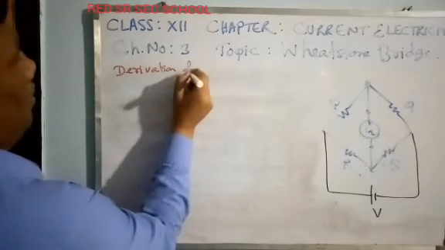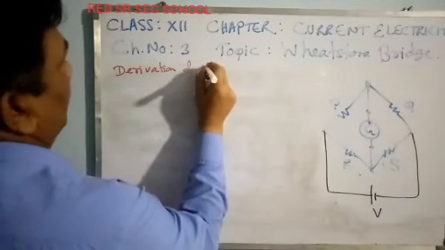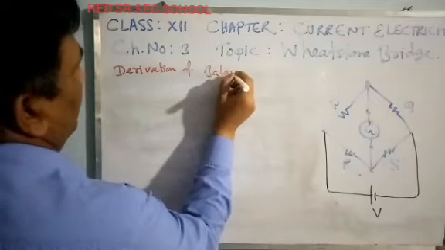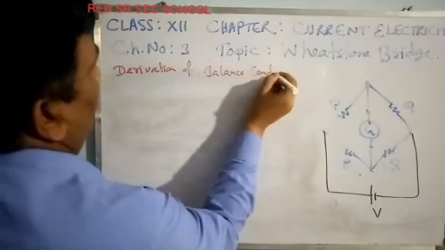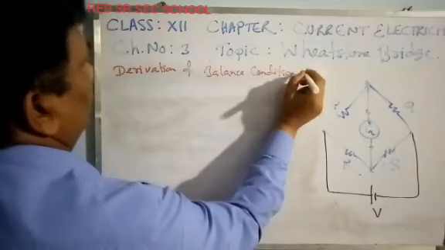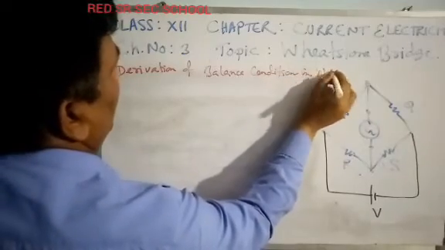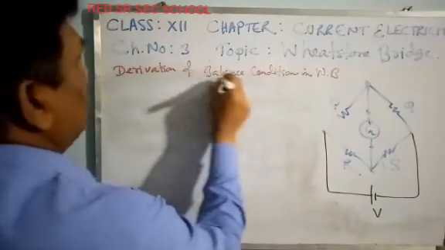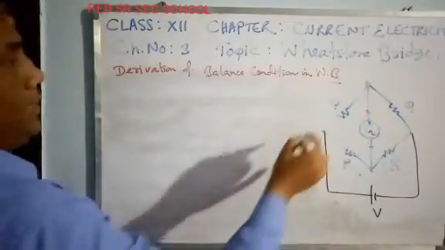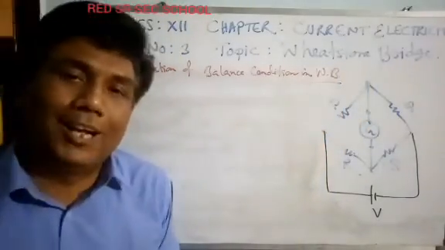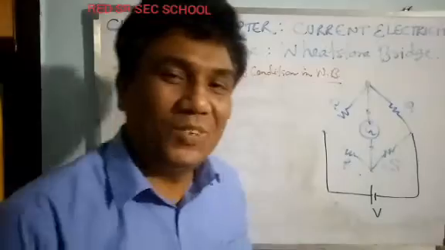Derivation of balance condition in Wheatstone bridge. But I am putting WB, but I think you are not lazy enough. You will be putting Wheatstone bridge.